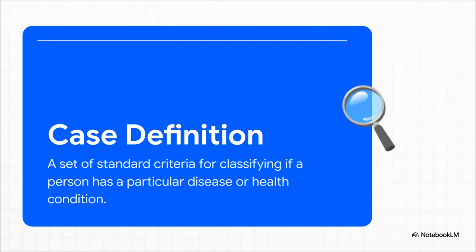You can think of it as the official rule book for a disease. It's a standard set of criteria that makes sure every single doctor, every lab, every health department is on the exact same page, counting the exact same thing. It's what turns chaos into data we can actually use.